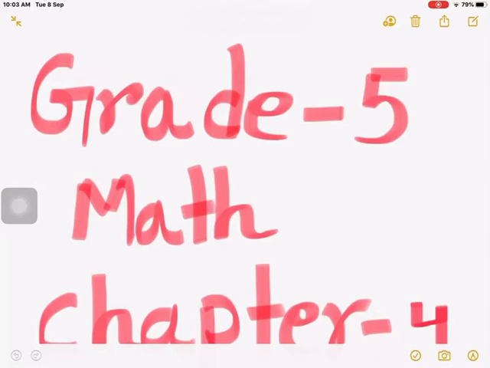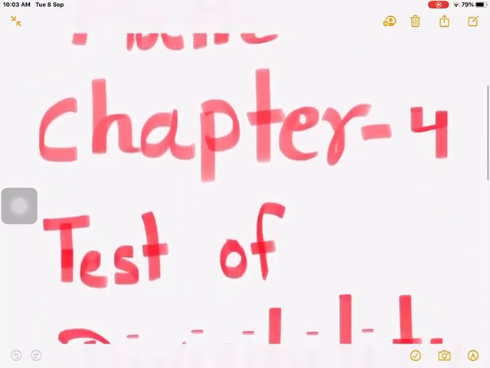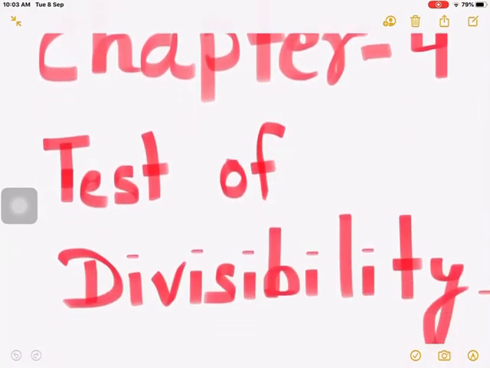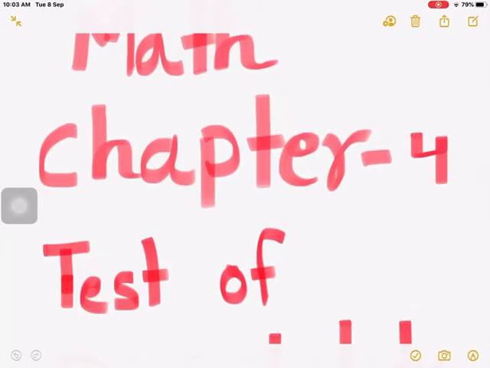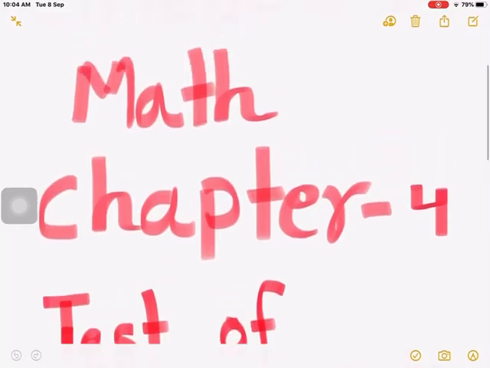Today in our math class, we are in chapter 4 and the topic is test of divisibility. In our previous class, we learned about the divisibility rule for 2, 3, 4, 5, 6, 8, 9, 10 and 11. And today in our class, we are going to learn the divisibility rule for 7, 12, 15, 18 and 25.